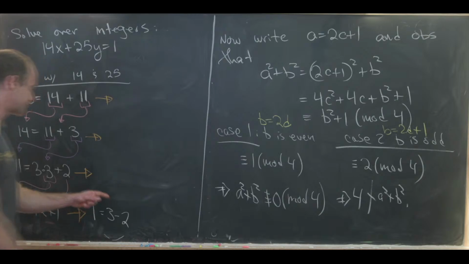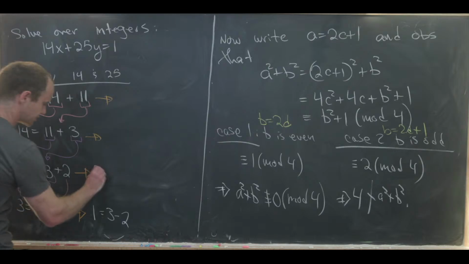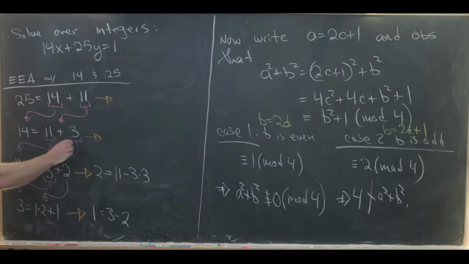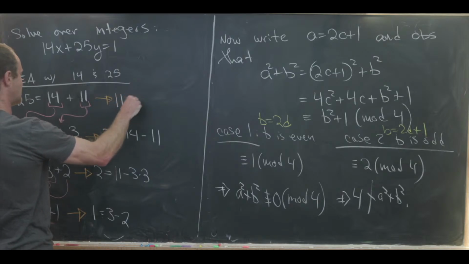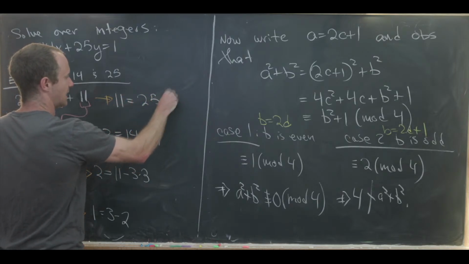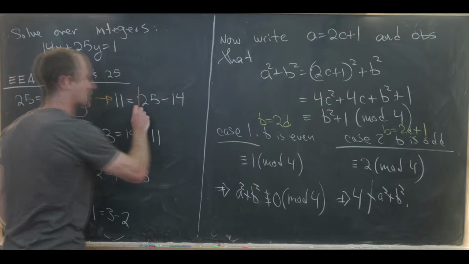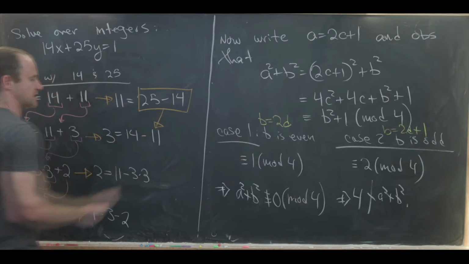Okay, now you solve each of these for the remainder. So we've got 1 equals 3 minus 2, and then we've got 2 equals 11 minus 3 times 3. Then you have 3 equals 14 minus 11. Then you have 11 equals 25 minus 14. And then you just push from the top to the bottom until you write 1 in terms of 25 and 14. So you start by taking this and pushing it down here.